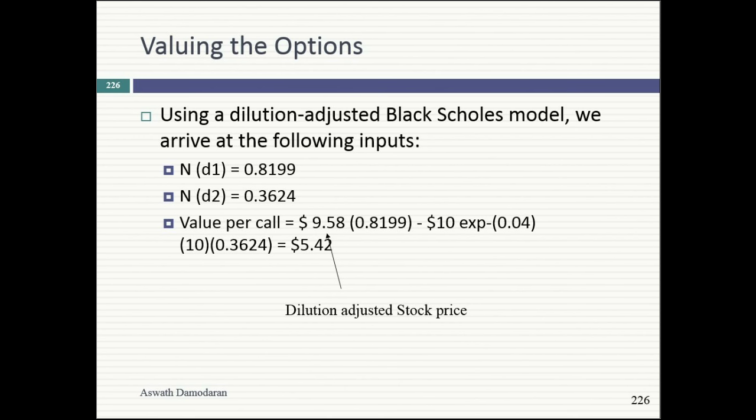How many options did I give the top manager? I gave him 10 million options. They're at the money, right? If I trust my option pricing model, I've effectively paid him 10 times $5.42, which is $54.2 million of my equity. I'm almost home.